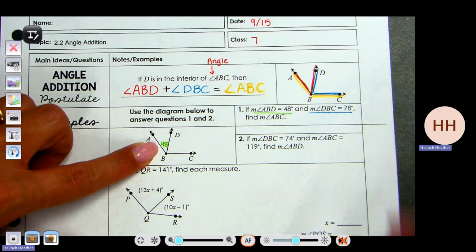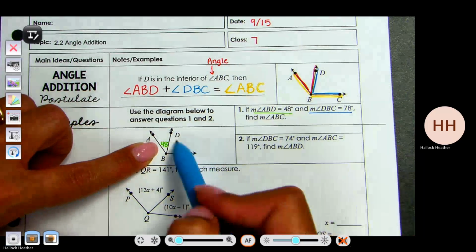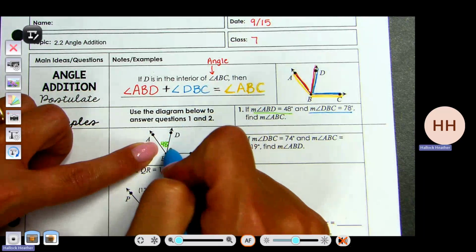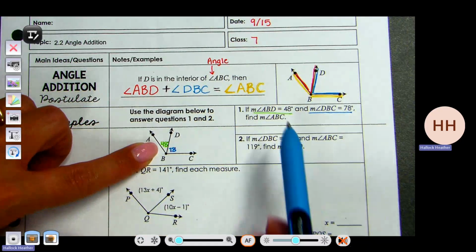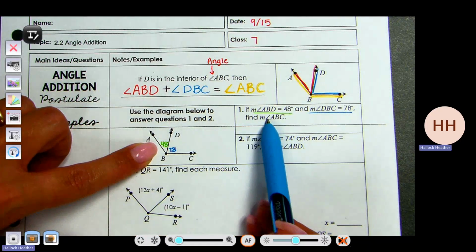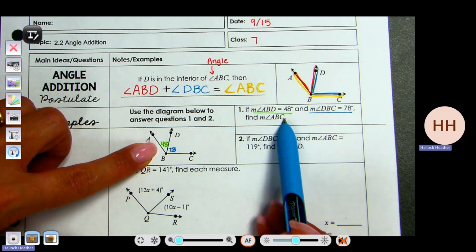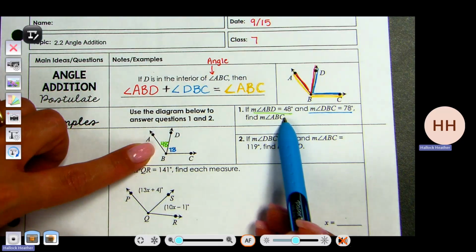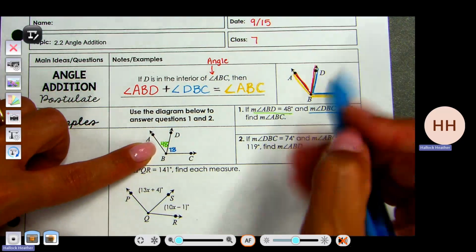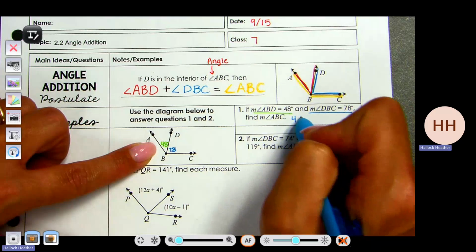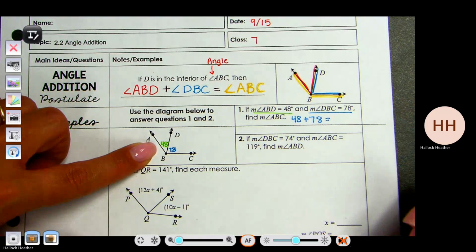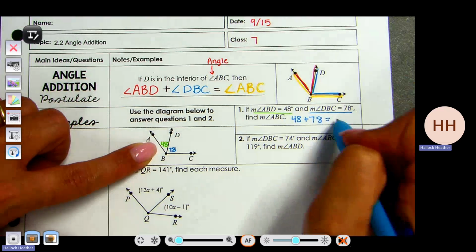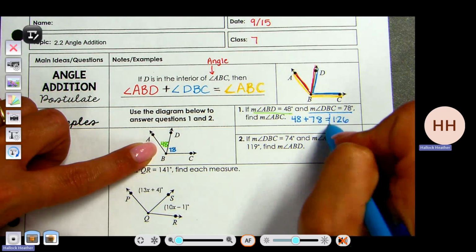The measure of DBC is 78. I'm going to put that in the corner of my angle. I need to find the measure of angle ABC. So what should I do with these 2 numbers? Add them. So 48 plus 78 gives me how much? Like 126. 126.